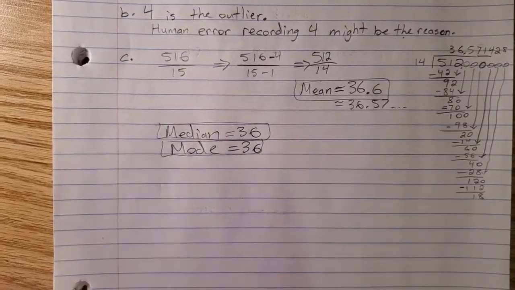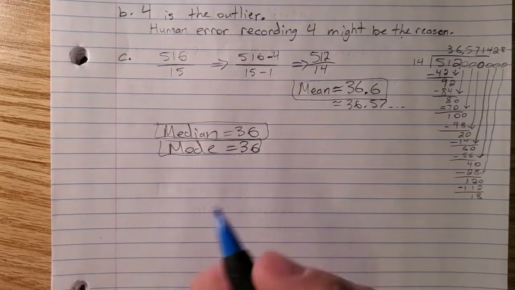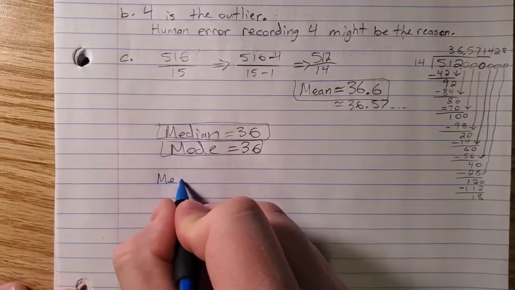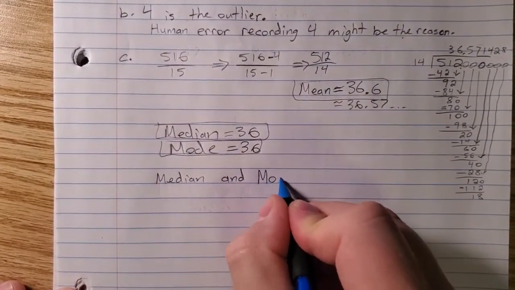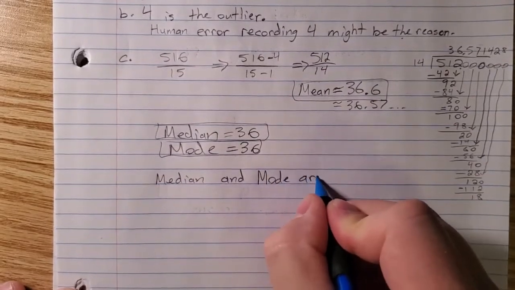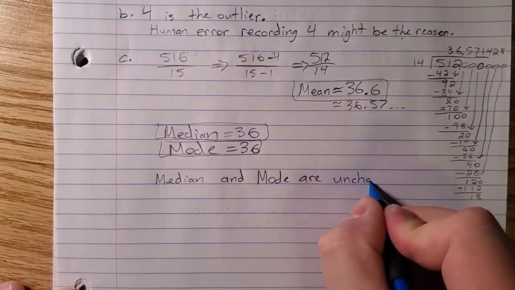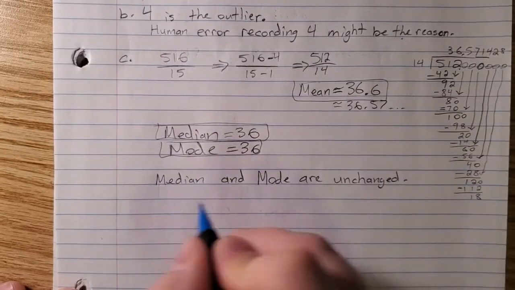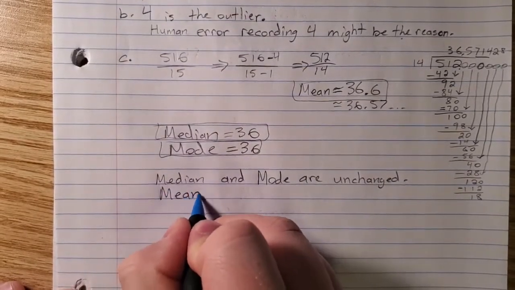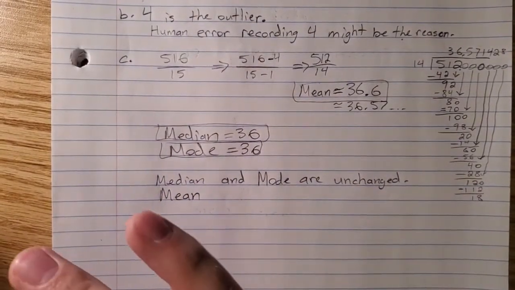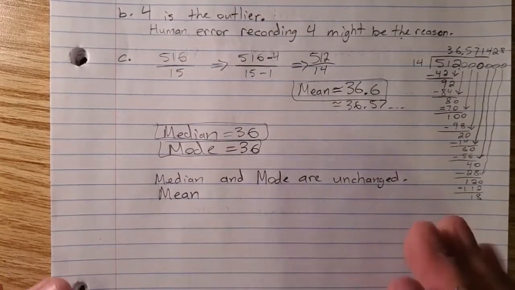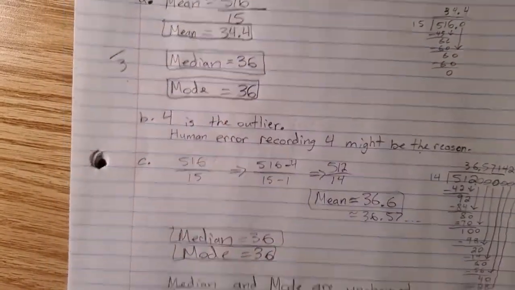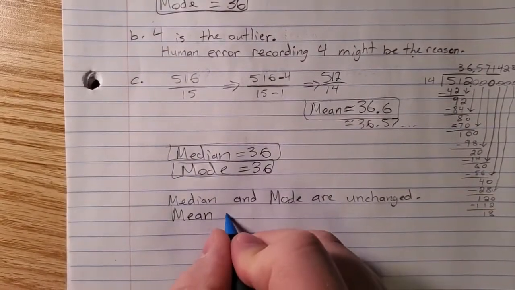Did it say here? Yeah, it says how is each average affected? Well, again, median and mode are unchanged. Mean, think about it, we got rid of a number that was less than our median, so that means that the mean would go up. And let's look at it. It went up by 2.2 approximately. Mean increased.